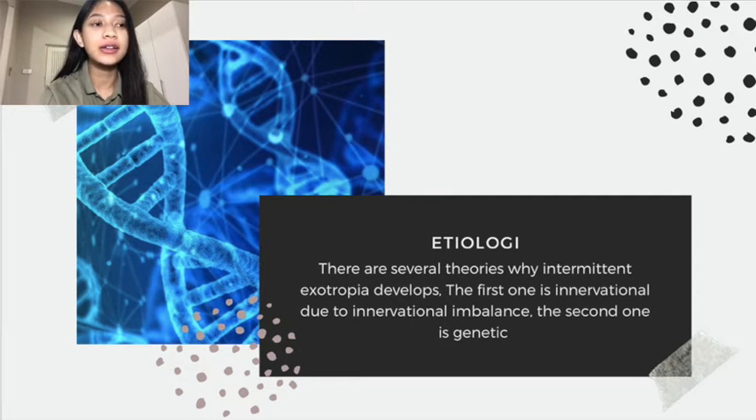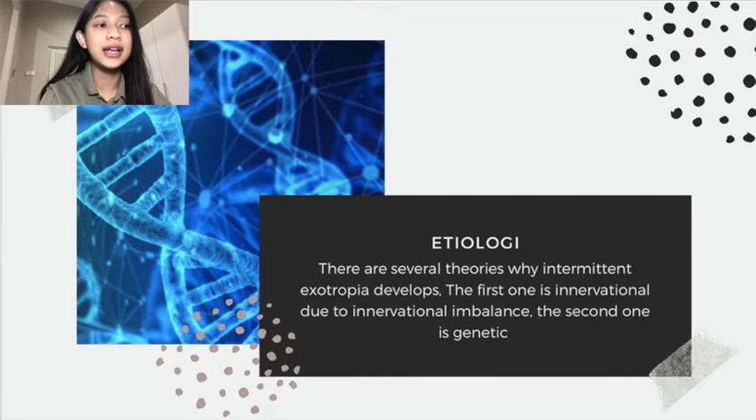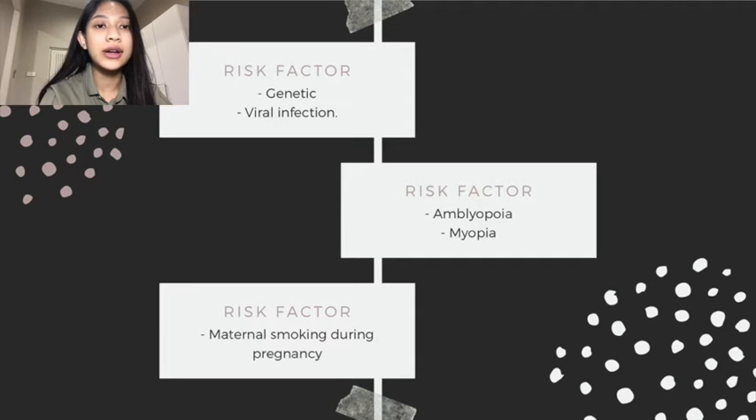So there are several theories on why intermittent exotropia develops. The first one is innervational and mechanical factors, due to innervational imbalance in the divergence center in the area of the tegmentum of the brain in humans. The second one is genetic. As we know, heredity plays a role in exodeviations. The etiology of this disorder is thought to be multifactorial. Besides that, there are many risk factors that can cause intermittent exotropia, such as genetics, viral infection, amblyopia, myopia, and maternal smoking during pregnancy.